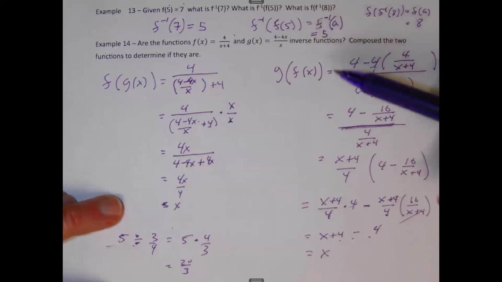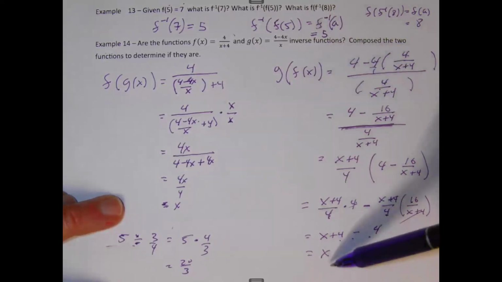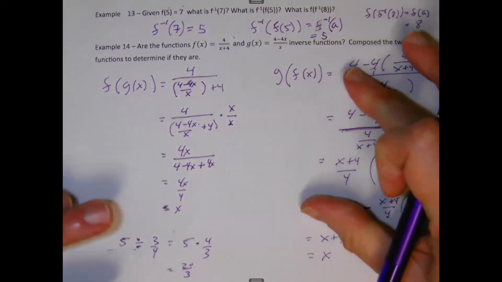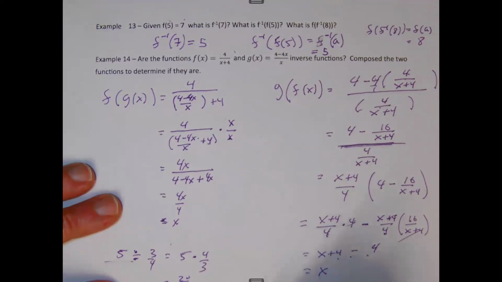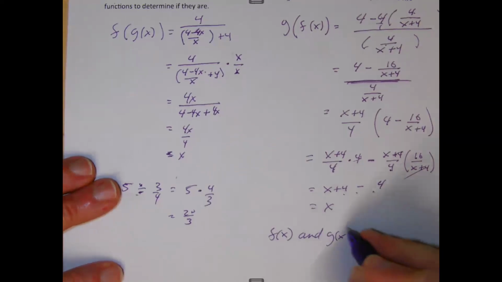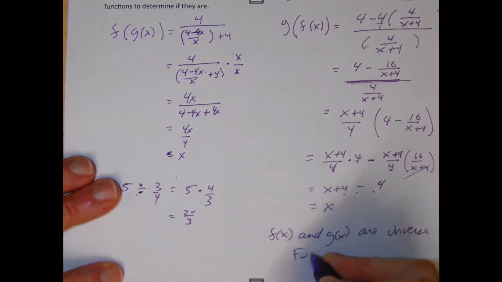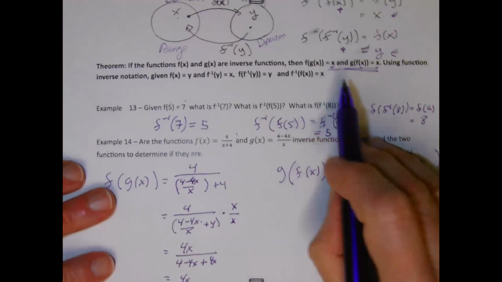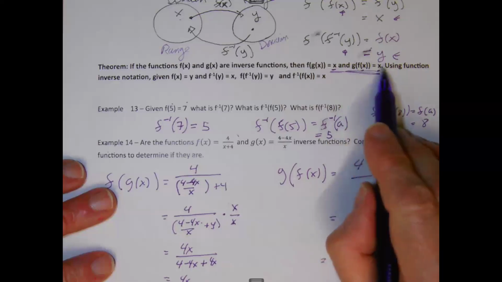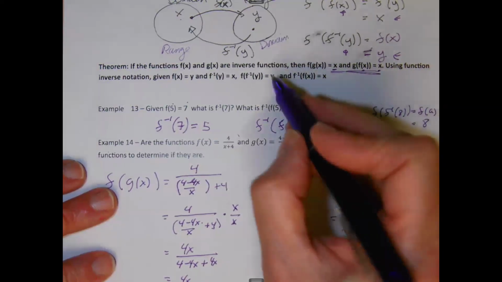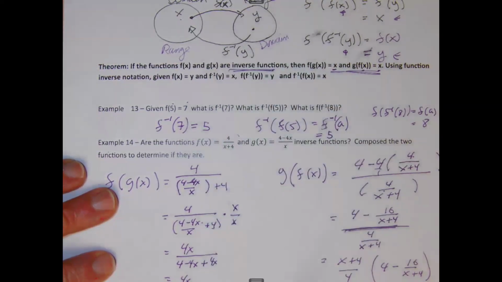So no matter how I compose, I'm going to get x back out, and that's what it says. That must mean that f of x and g of x are inverse functions. Why? Because this came true. I composed f with g, got x. I composed g with f, got x. So they're inverses of each other. That only happens if the functions are inverses of each other.